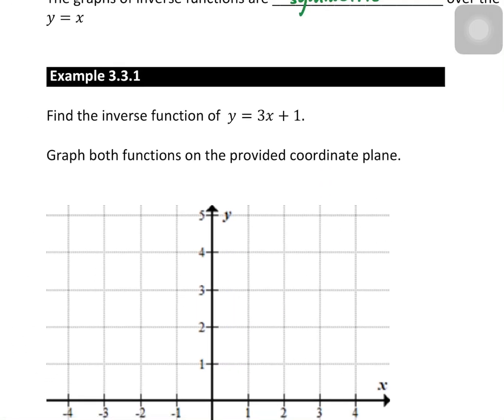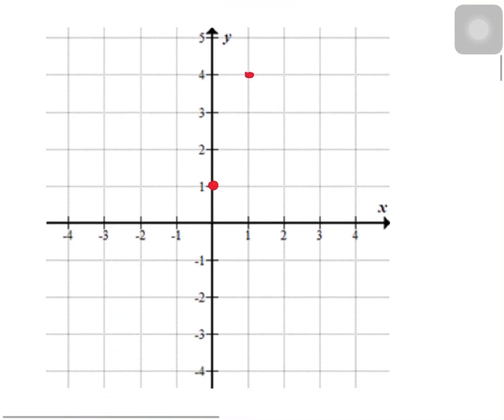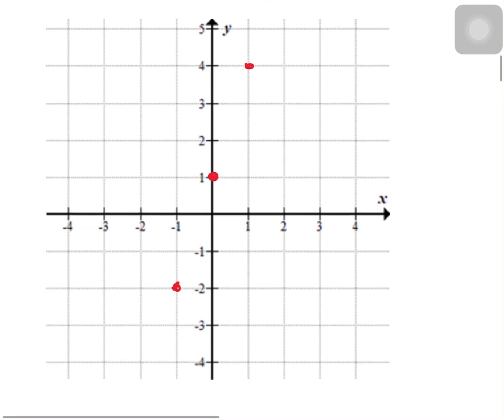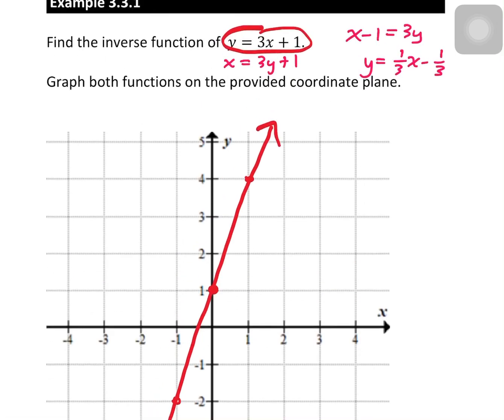Find the inverse function of y equals 3x plus 1 and graph both functions in the coordinate plane. Well, to find the inverse function of that, you switch x and y around and solve for y. And so in that case, I get x minus 1 equals 3y, or y is equal to 1/3 x minus 1/3. Let's graph both of these. I'll graph the original function in red, y equals 3x plus 1. Okay. And so I graph that line as best as I can. There it is. Now the other function I'm going to graph in green, the y equals 1/3 x minus 1/3.